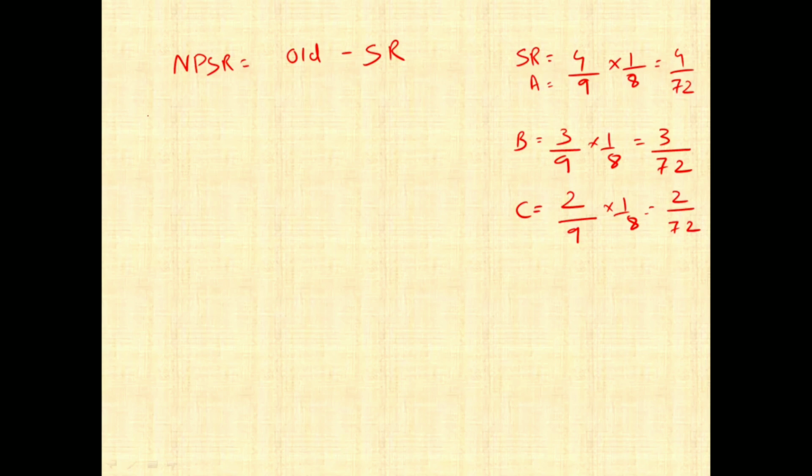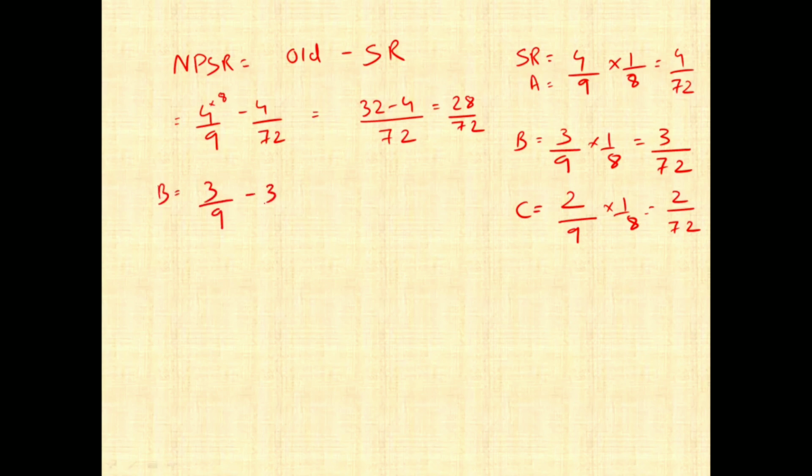So therefore let us find out the new ratio. New ratio is going to be old ratio 4/9 minus sacrifice ratio 4/72. Therefore LCM is 72. 9 into 8 is 72, so 4 eights are 32 minus 4 is going to be 28/72. In the same way for B, old ratio was 3/9 minus sacrifice ratio 3/72. Again 72 is the LCM, so 3 into 8, 8 threes are 24 minus 3 is going to be 21/72.